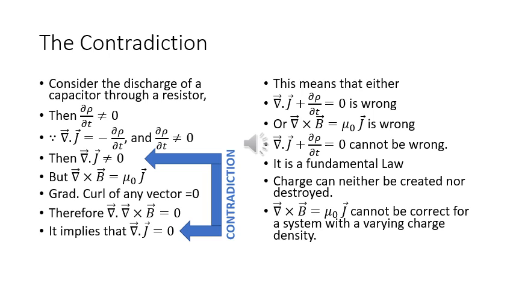But how can divergence of J be 0 when divergence of J is non-zero due to the changing charge density? Now this means that divergence of J plus del rho by del t equal to 0 is wrong, or that curl of B equal to mu 0 J is wrong. Divergence of J plus del rho by del t equal to 0 cannot be wrong because it is just a restatement of conservation of charge. Charge can neither be created nor destroyed. It is a fundamental law. It means that curl of B equal to mu 0 J cannot be correct for a system with a varying charge density.